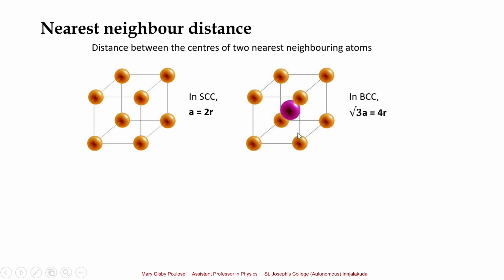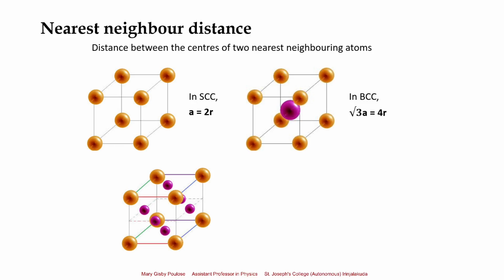The diagonal along this face will be obtained as square root of a square plus a square, that is root 2 a. Again, the body diagonal is taken as the square root of 2a square plus a square, that is root 3 a. Hence, we get 4r is equal to root 3 a.